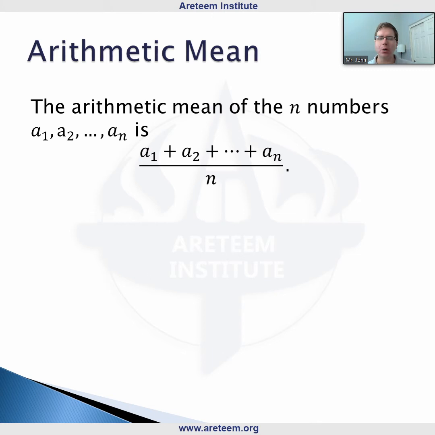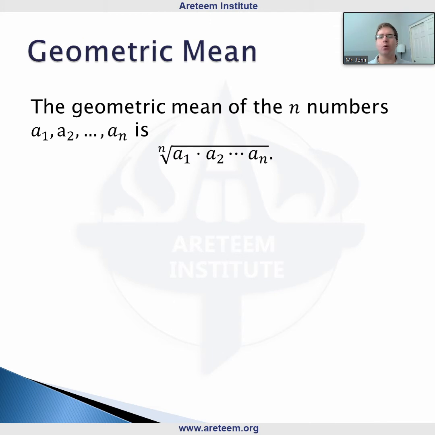Now, what about a geometric mean? Let's take a look at that too quick. For a geometric mean of n numbers, we take the product of those numbers, and now instead of dividing by n, we take the nth root. So for the arithmetic mean, we have sum and then division. For the geometric mean, we have product and then a root, a square root in the case of two numbers.